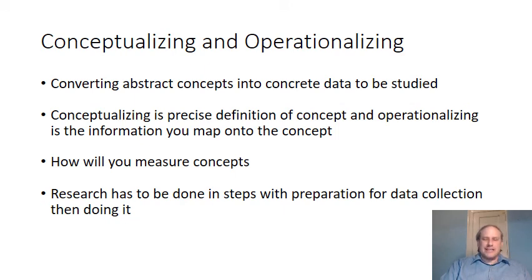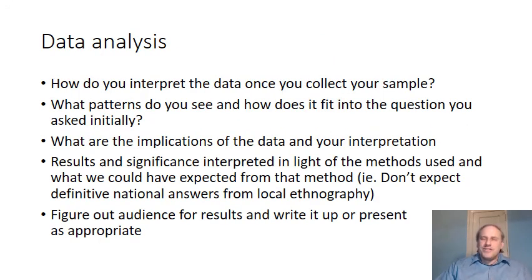Research has to be done in steps in ways that then allow you to prepare for data collection that matches those measurements, matches those concepts, and then you do it. Once you've collected the data, hopefully in an organized way that has a good sample, that really has data that matches the concepts you wanted to measure, you have to interpret the data. What patterns do you see? How does it fit into the questions you asked initially? What are the implications of the data for your interpretation?